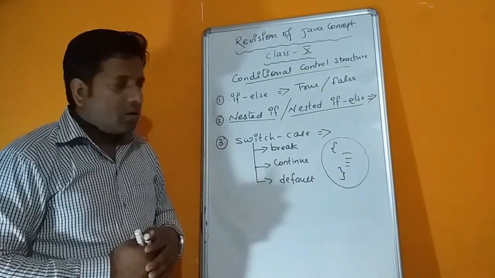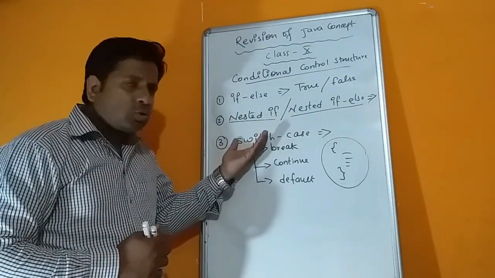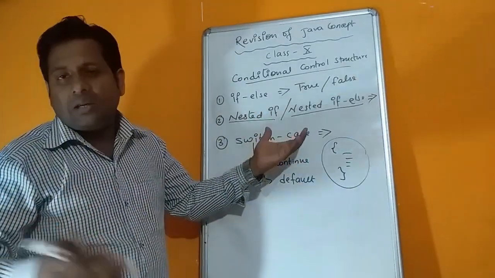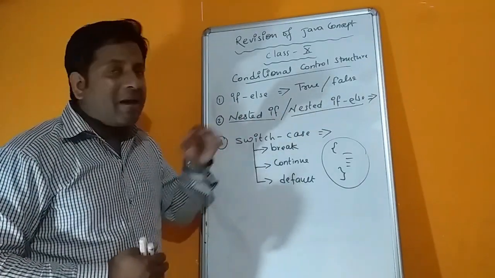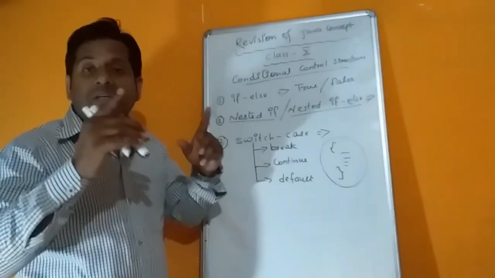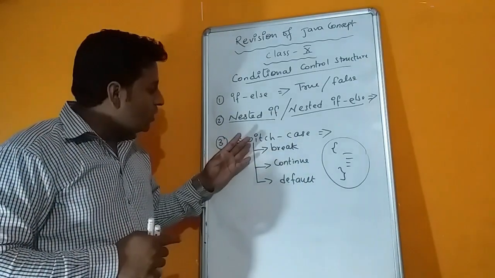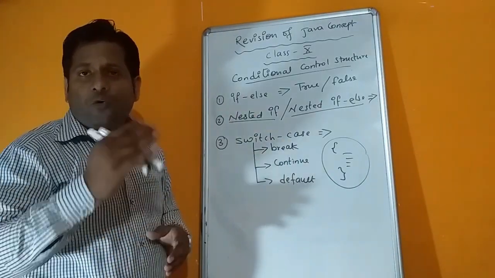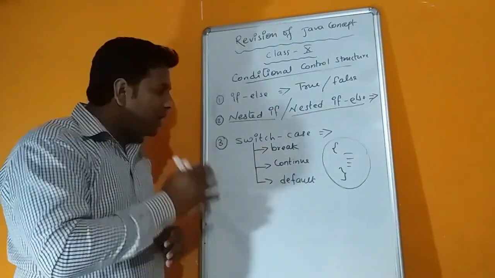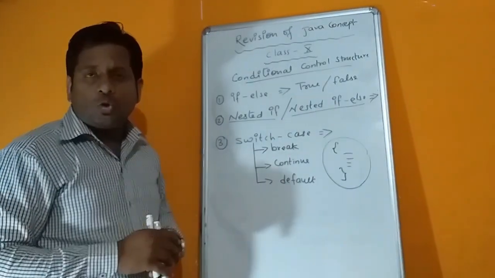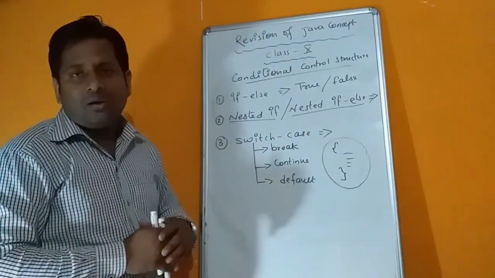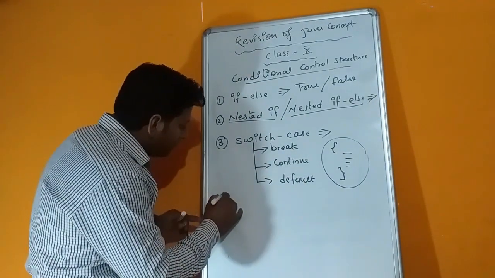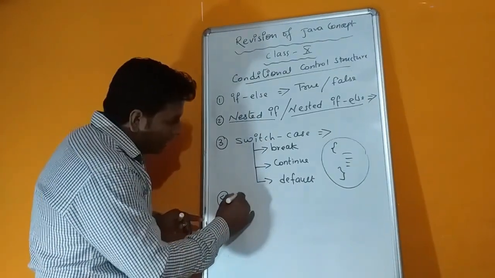Now default. Just now I told you the switch value matches with the case value. Suppose the switch value is 10, but we don't have case 10. When the switch value does not match with the case value, then default gets executed. Default is that part of switch case which gets executed when the switch value does not match with the case value. So children, these are the three. One more special type is there, that is point number 4, conditional operator.